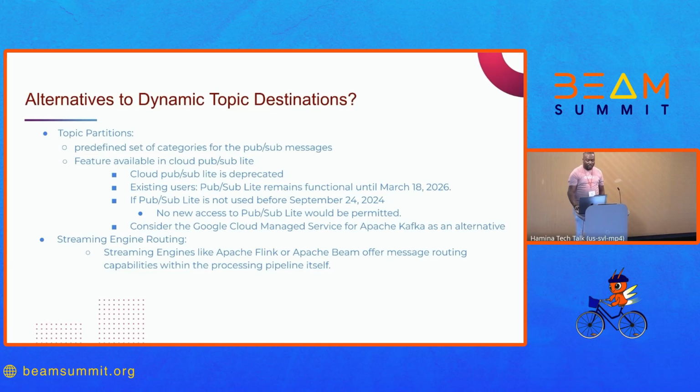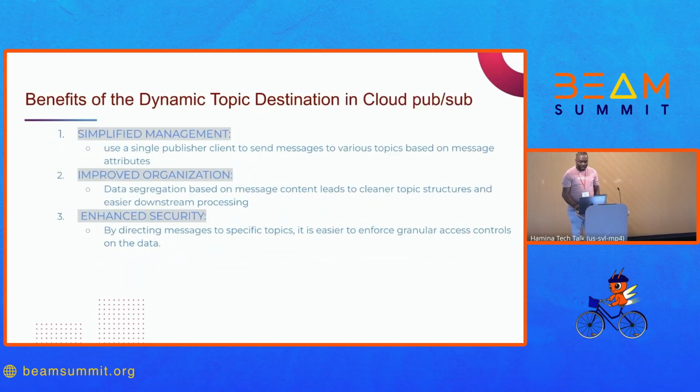It depends on a bunch of considerations and benefits you may want to weigh for your particular implementation, to determine the way which is suitable for your use case. The benefits of using dynamic topic destination include the simplified messaging management that comes with this feature. For example, you could use just a single publisher client and route messages depending on particular message attributes to different topics. So it makes it easier. You don't have to create new clients every time or have a new Beam to PubSub sink every time for your implementation. Also, it brings about improved organization because you implement exactly what you want. And of course, it brings about enhanced security as well.